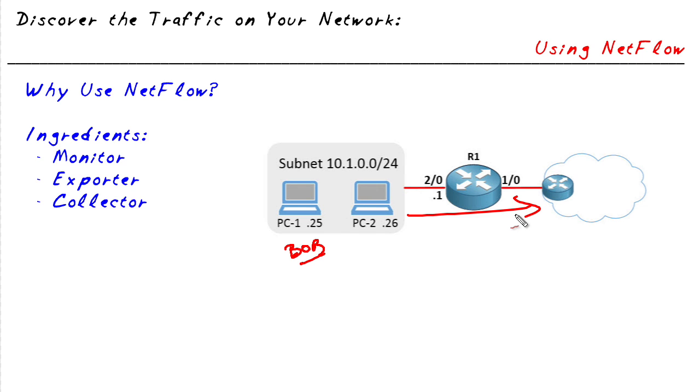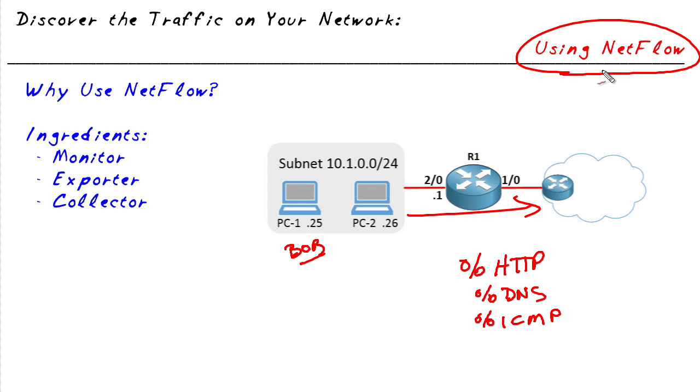I mean, we may be allowing lots of different protocols, but what's the relationship percentage-wise of HTTP versus, for example, DNS? How much ICMP is there? Who are the top talkers on our network? What are the top destinations? And all of this is very useful information and easy to get if we simply use a feature called Netflow.